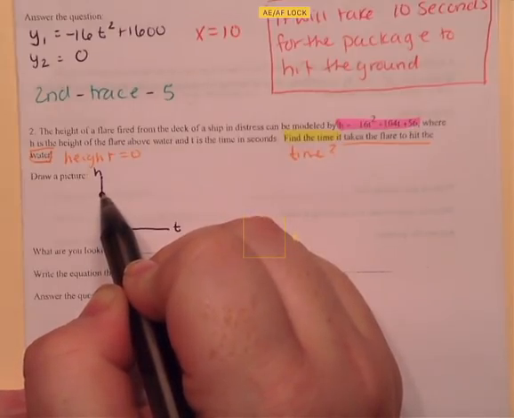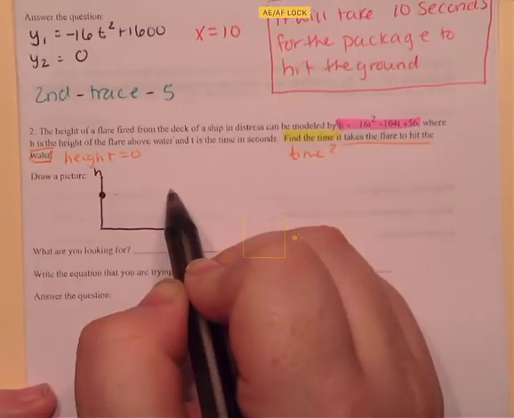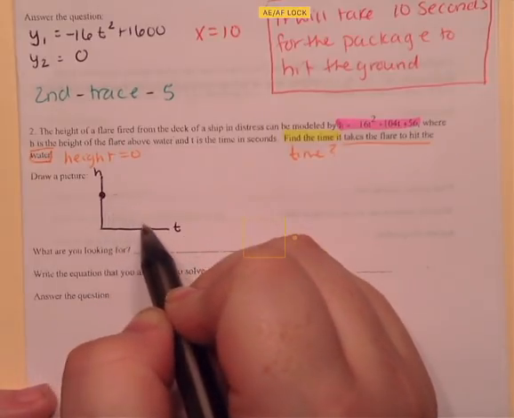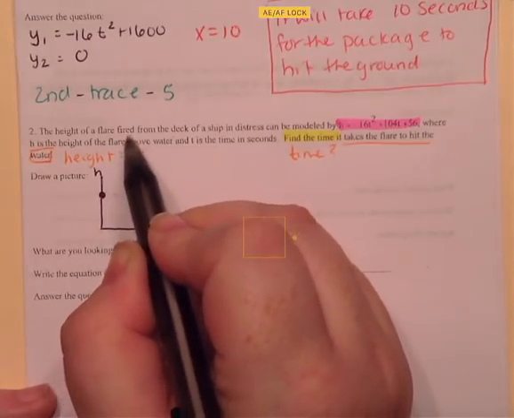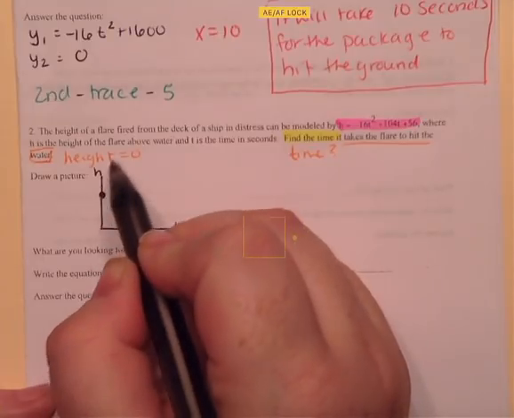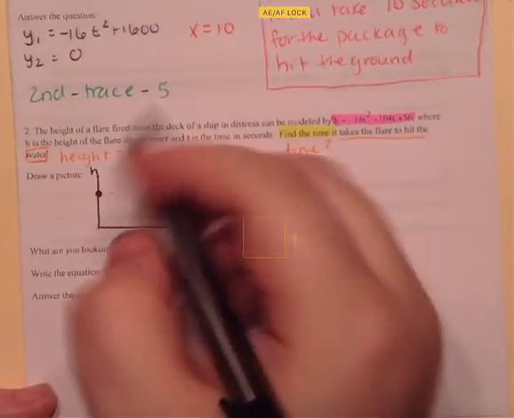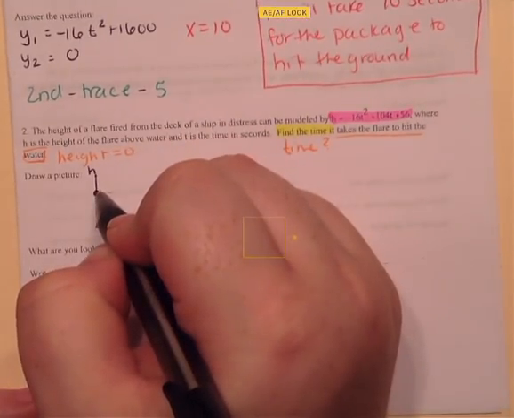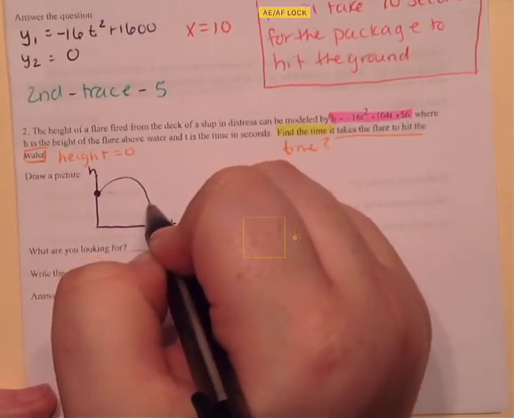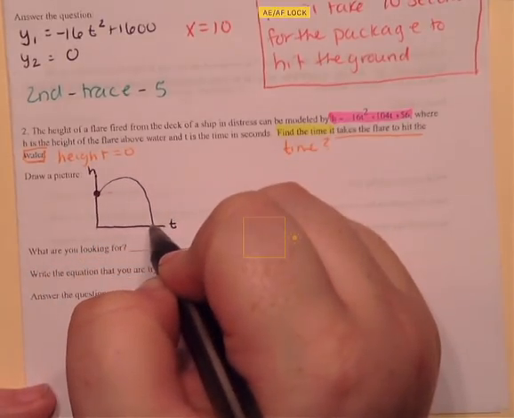So when a flare is fired, you don't fire it straight out. You don't fire it down into the water. You want to fire it up into the air so other people can see it. So it fires up, and then it comes back down. So we're just going to draw a slight sketch of this. It's going to go up, and it's going to come back down. And then it'll hit the water.